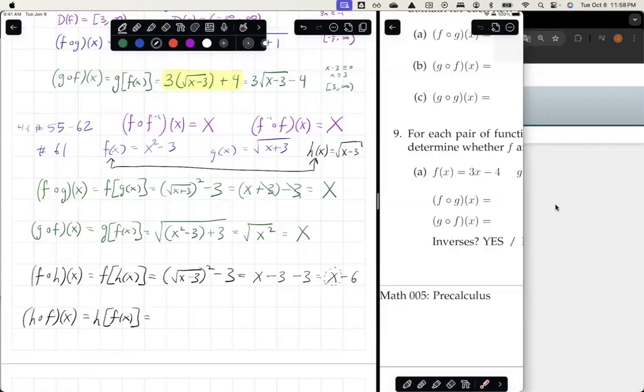But let's take a look at the other composition. h, which is the square root of the input minus 3, and the input is the function f, so that's x squared minus 3. And notice this becomes the square root of x squared minus 6. And I can't simplify that any further. So I can conclude that h and f are not inverses of each other, since this expression was not equal to x.